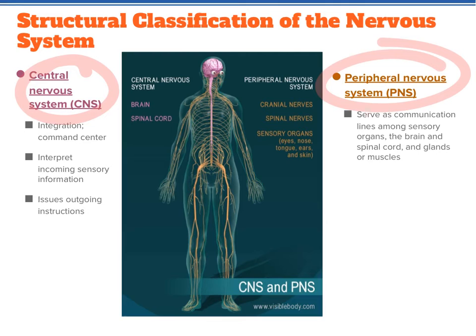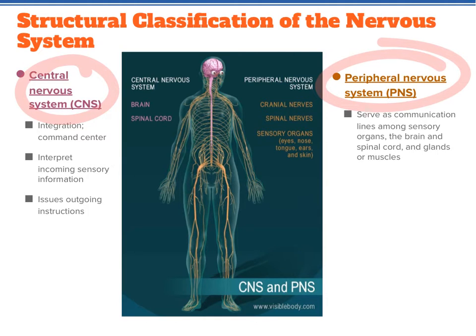In the image, you'll see the central nervous system is in a pink color. That includes your brain and your spinal cord. Your brain and your spinal cord, that's where the information is integrated. That's the command center. That's the system that is interpreting the incoming sensory information and issuing the outgoing instructions. So that's really the decision maker of the nervous system.